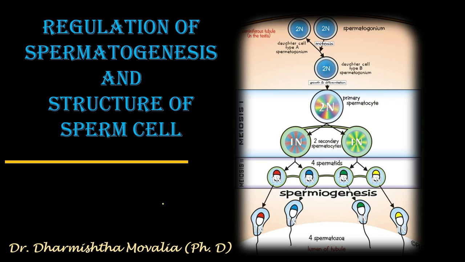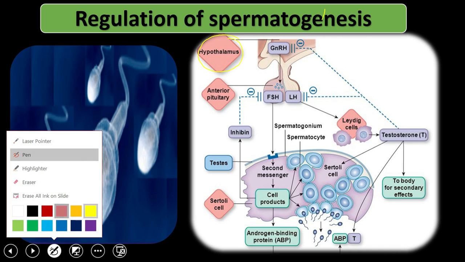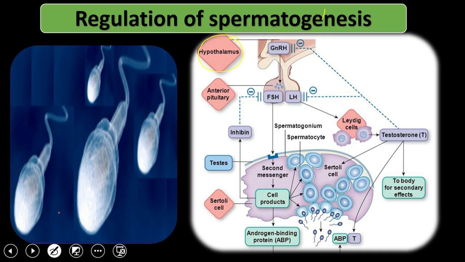In spermatogenesis, one primary spermatocyte leads to the formation of 4 spermatozoa, and we know that millions of sperm cells are produced. Hormonal regulation is how the hormones regulate spermatogenesis. Particularly the gonadotropin releasing hormone, which is secreted from the hypothalamus.